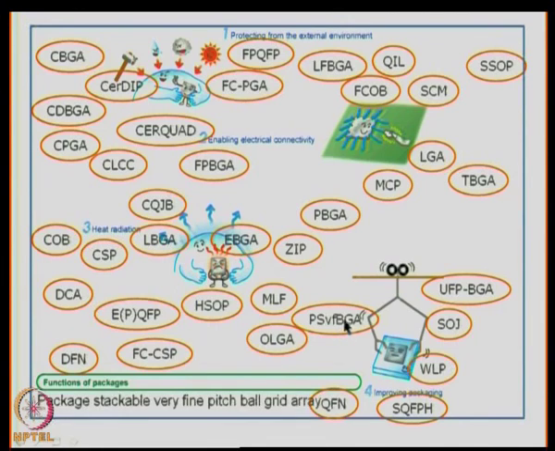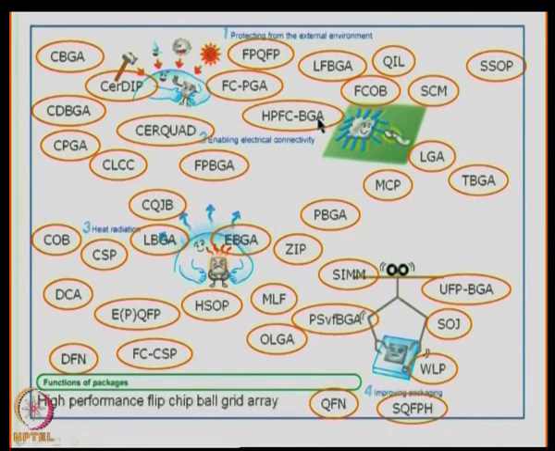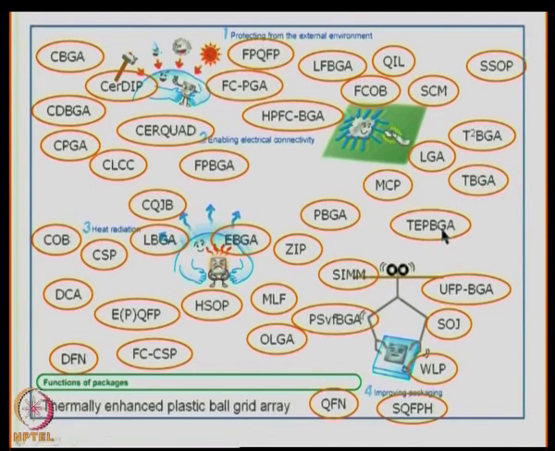PSVFBGA, package stackable very fine pitch ball grid array. So, you must be able to understand what package stackable means. That means, it contains a stacked die configuration. SIMM stands for single in line memory module. HPFCBGA stands for high performance flip chip ball grid array. T squared BGA is another package that is available today. It is known as turbo thermal ball grid array, which means quickly removing heat from the system or from the package. TEPBGA stands for thermally enhanced plastic ball grid array.